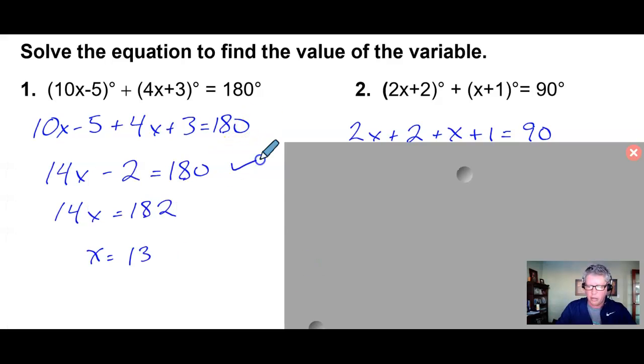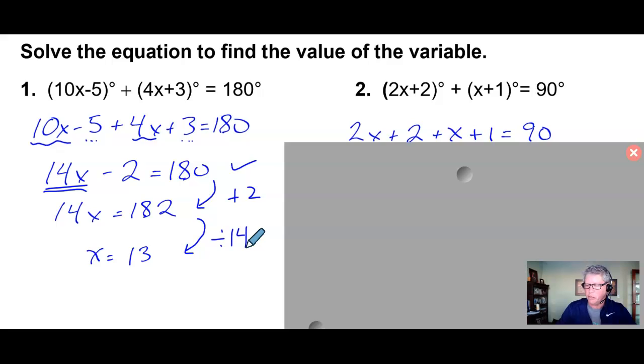right here to here. So we have 10x and 4x. That's where we get the 14x. The -5 and the +3 give us a -2. I'm going to add 2 to both sides, so I get 182, and then I'm going to divide by 14. So I'm hoping at this stage you're getting better with your algebra. You're not scared of it.